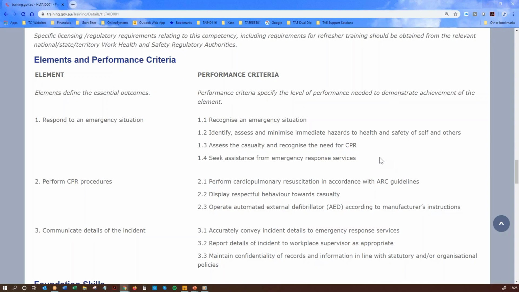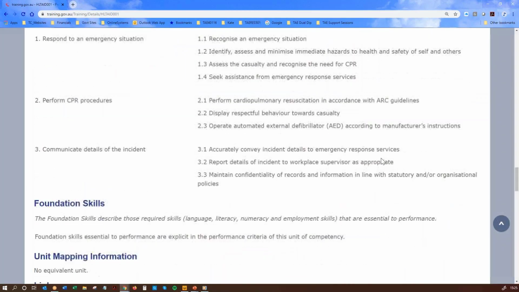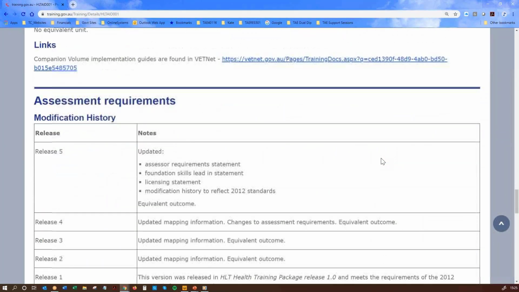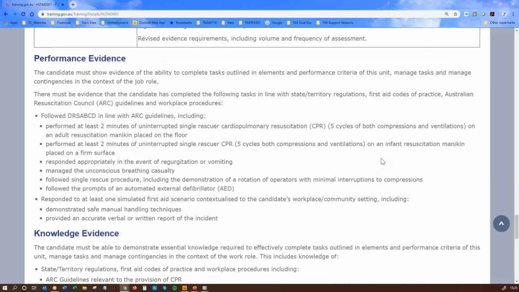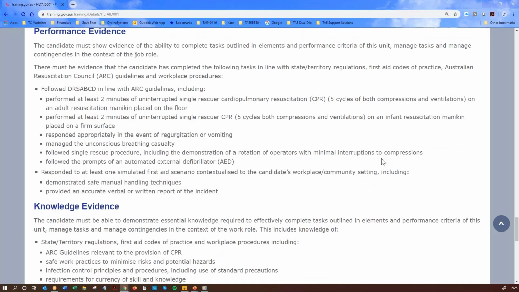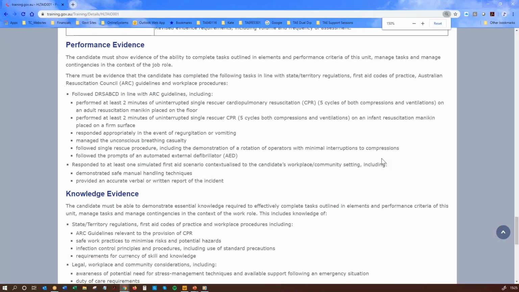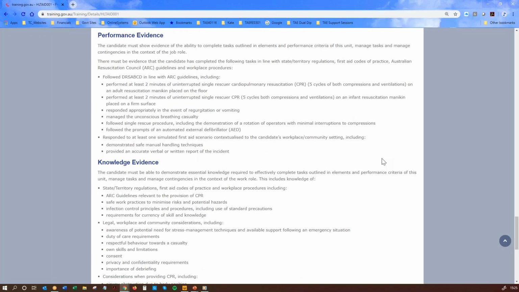Then secondly, if we go down to the section on assessment requirements, it will give you these performance evidence requirements and knowledge evidence requirements. In here it talks about there must be evidence that the candidate has completed the following tasks, and there are some tasks below, in line with state and territory regulations, first aid codes of practice, and the Australian Resuscitation Council guidelines. So when we're talking about industry standards, this is what we're talking about.